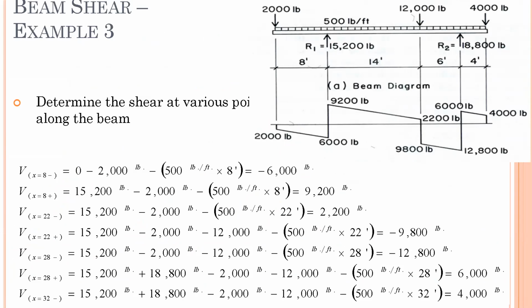So when x equals 8, what is happening here? You have a reaction here. Fine. Make it bigger, please.